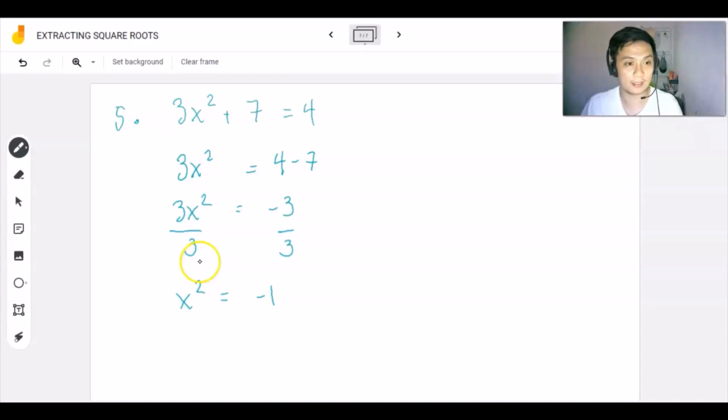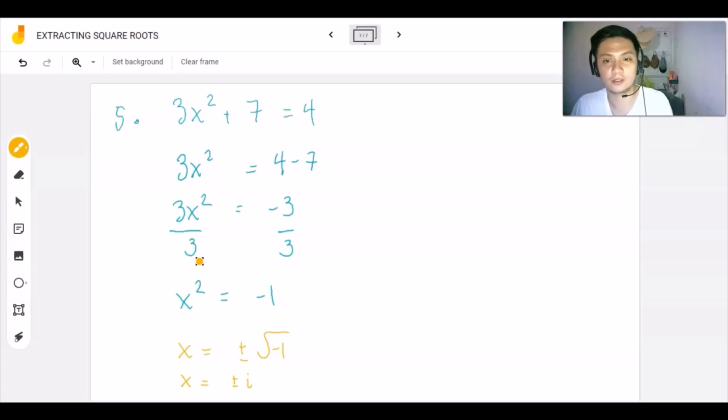At yun na nga, we can apply here the square root property. And we write that x is equal to positive or negative square root of negative 1. And just a while ago, I made mention that square root of negative 1 is actually represented as the imaginary unit i. So, ibig sabihin lang yan, x is equal to positive or negative i. Which means, for this equation, the solutions can be written also as x sub 1 equals positive i or simply i, and x sub 2 equals negative i. So again, both roots are imaginary.